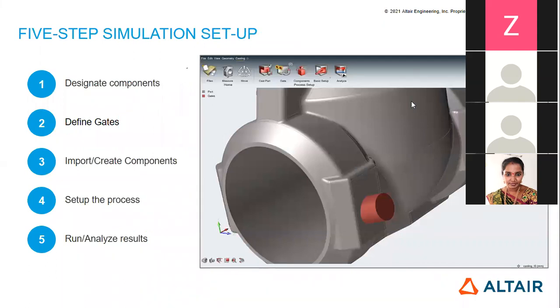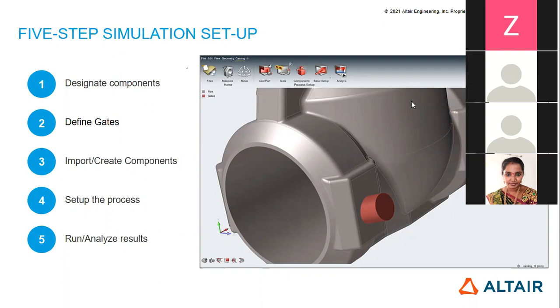So I have already told you only 5 commands are there just to simulate the casting. First, designate the component, that is, designate the part. Designate part means telling the software this is my finished component.